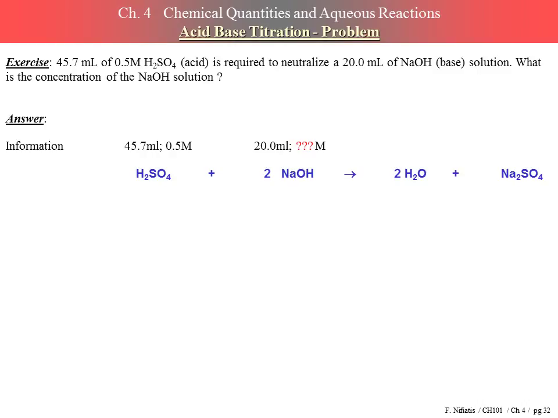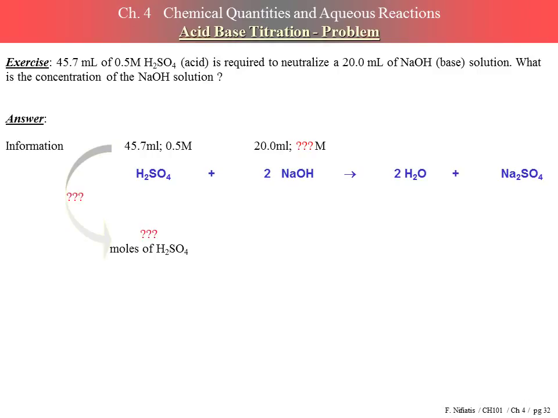We are going to do exactly the same thing as before. We are going to take the information that we have and convert it into moles. As soon as we have the moles of this, I can calculate the moles of this, because the ratio is 1 to 2. So I know the moles of this, I know the volume, I can calculate the concentration. Let's do it.